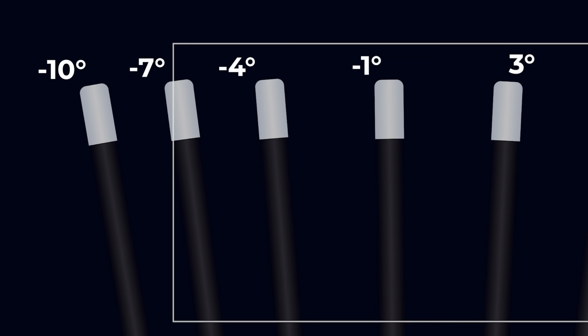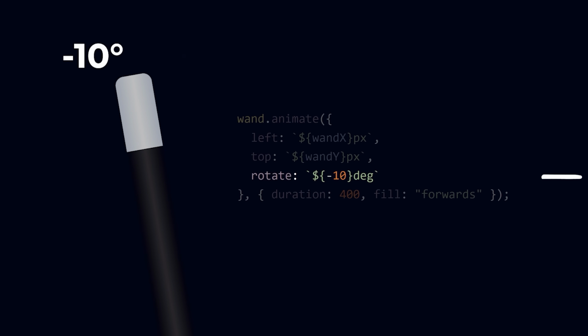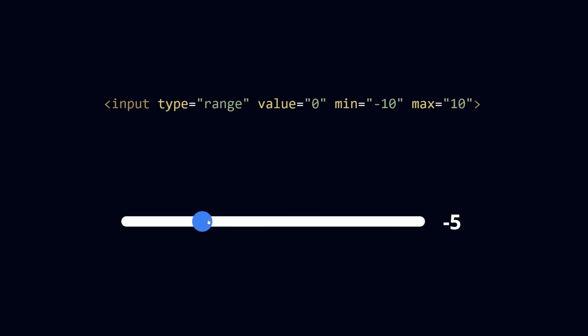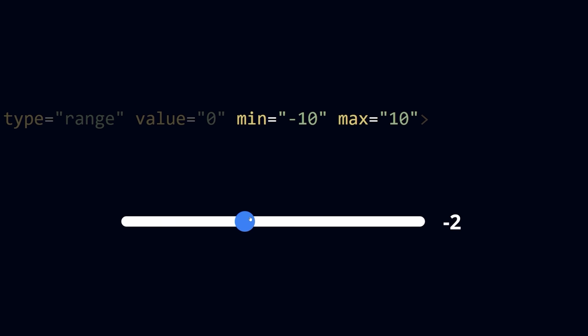Well, I'm thinking an easy first step would be to set the wand's starting angle to the minimum of negative 10 degrees. The wand will of course be stuck at this angle for now, but that's why for the next step, I want to use a little trick that I'm going to call the magic slider. In HTML, there exists a type of input called a range, which is just a little slider that lets you set a minimum and a maximum value.